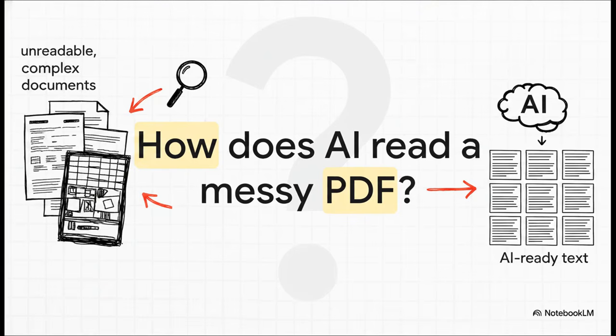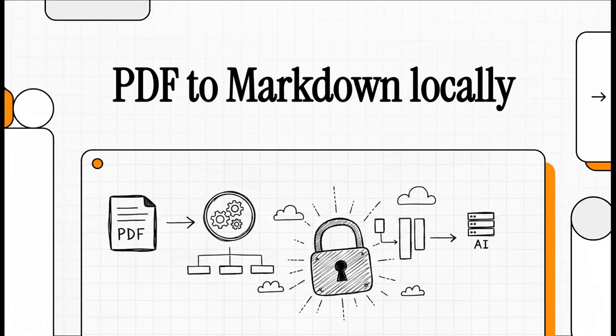You know exactly the type of document I'm talking about, right? Those scanned housing contracts, dense research papers filled with weirdly formatted tables, or those messy graphics where the text isn't even selectable. Well, unreadable, complex documents like that are the massive bottleneck completely blocking you from building a reliable, custom AI knowledge base. But in today's explainer, we're going to crack those complex PDFs wide open.